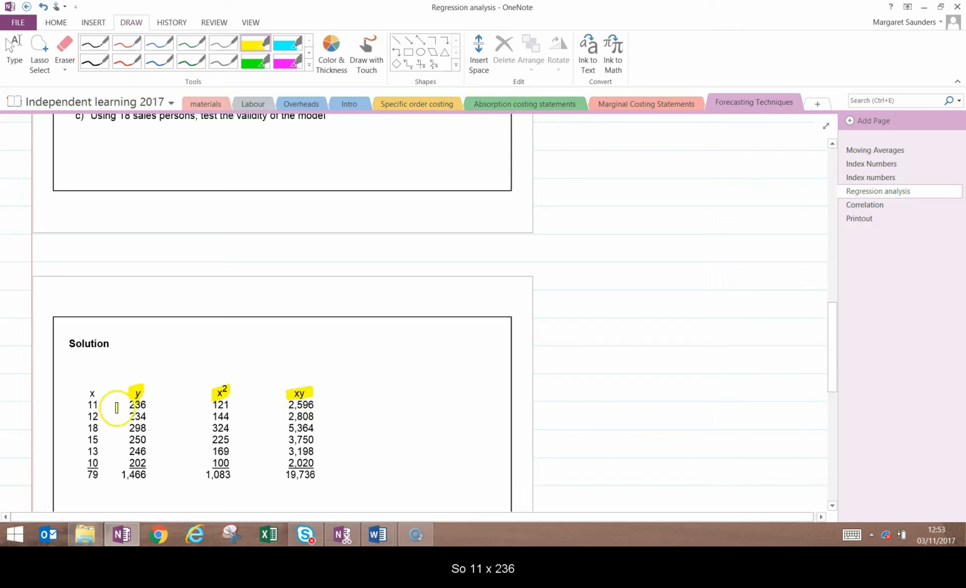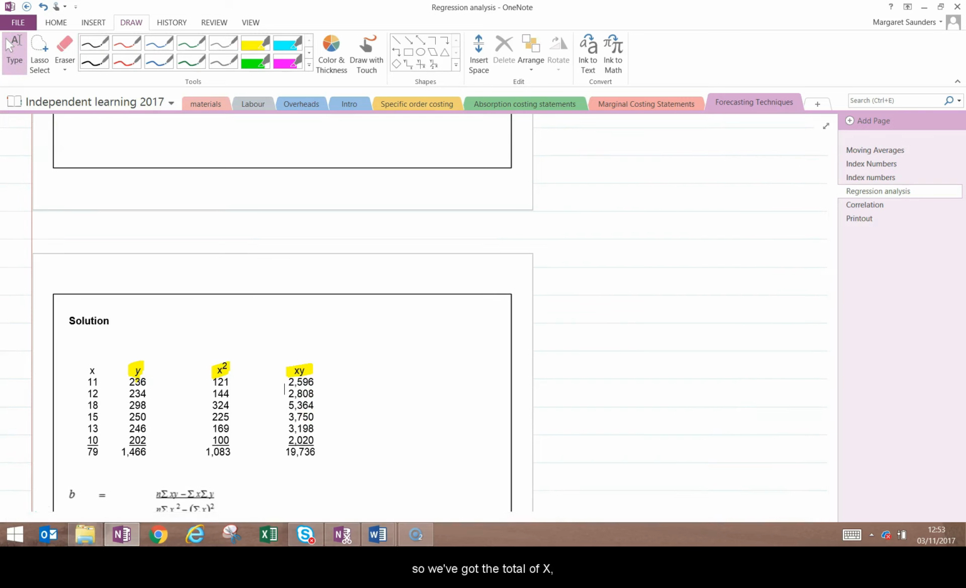So 11 times 236 gives us 2596. 12 times 234 gives us 2808, and so on. We then total these four columns. So we've got the total of X, Y, X squared, and XY, and the symbol for a total is sigma, which is used in the equation. So we now have all the information that we need to work out values of a and b.